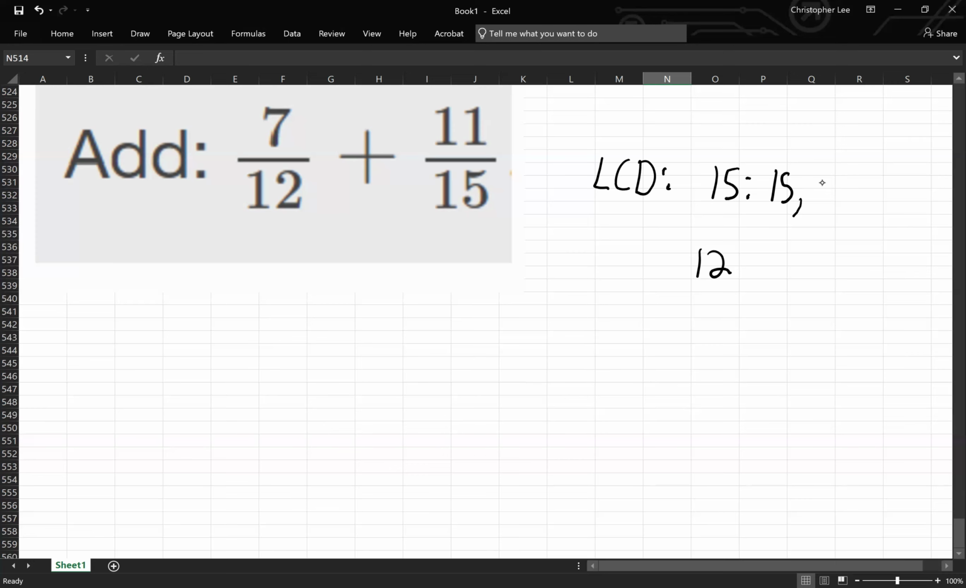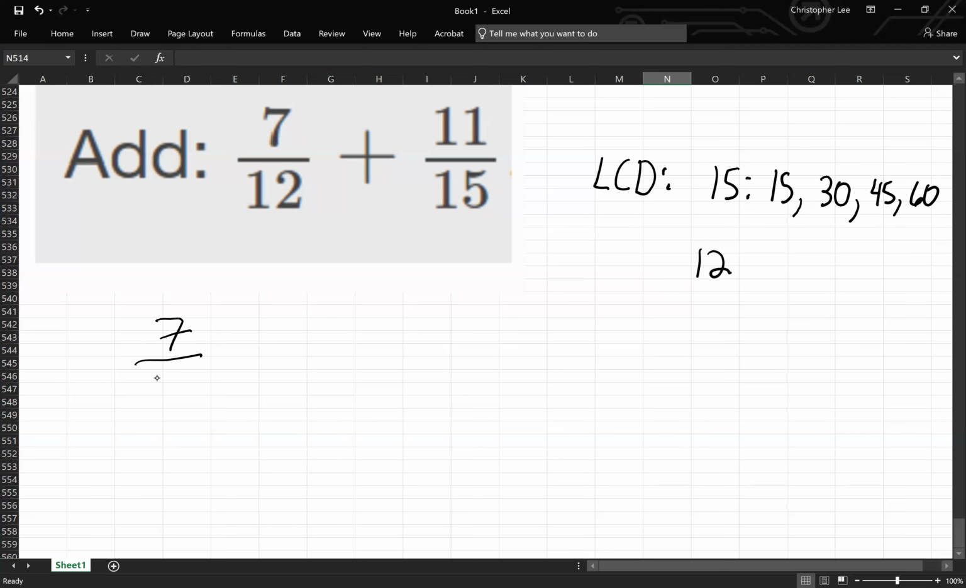What about 15 times 2, which is 30? Does 12 go into 30? Nope, that's not it. All right, 15 times 3 is 45. Does 12 go into 45? Nope. All right, let's try another one. 15 times 4 is 60. Does 12 go into 60? Right? That's it. LCD is 60.